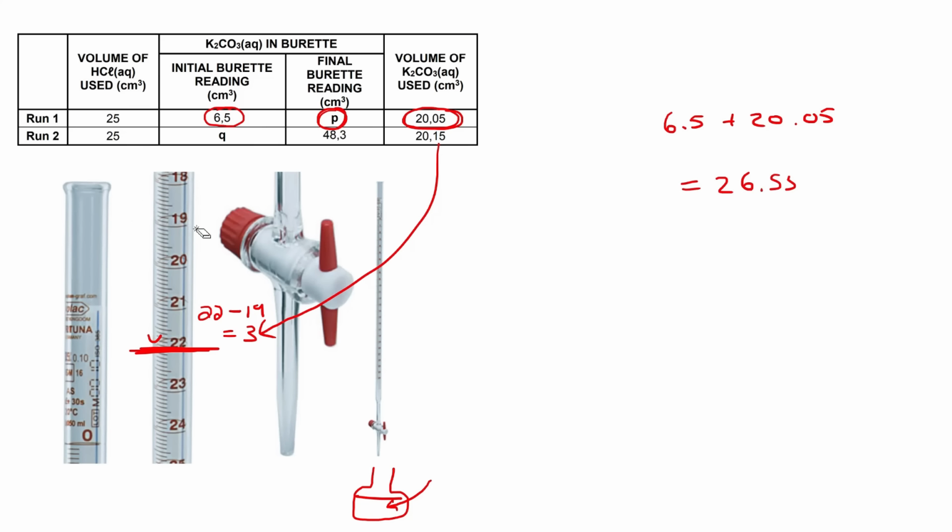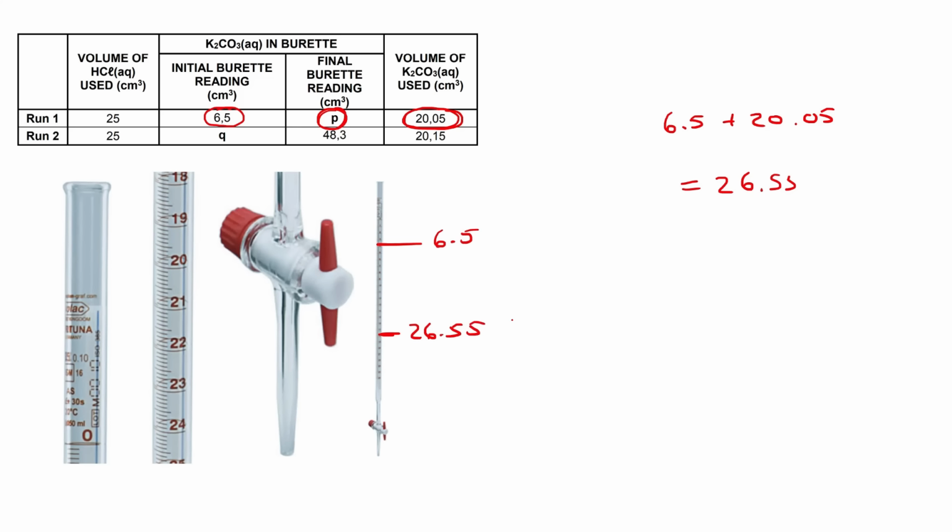So what that would look like is on your burette, you would have started at 6.5, it would have gone down to 26.55, and then if you minus them, it would tell you how much you used, which was this value over here. Okay, so that means that this P value is going to be 26.55, and then to work out this one, you can just say 48.3 minus 20.15 to work out this value, and that would give us 28.15.